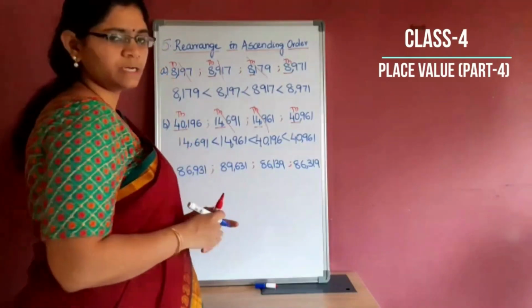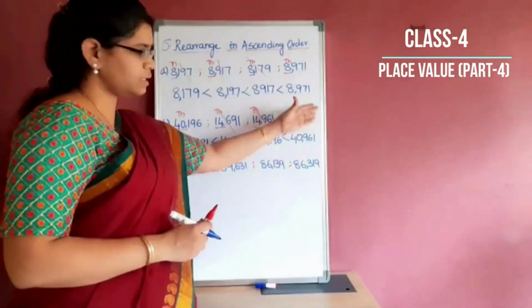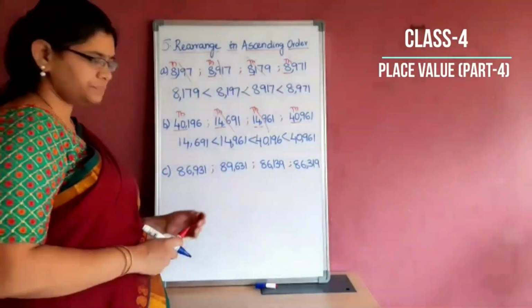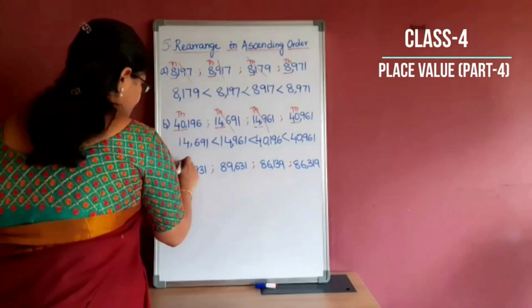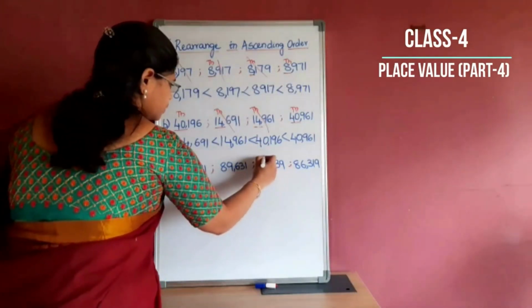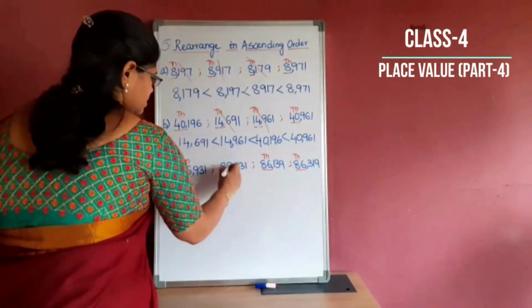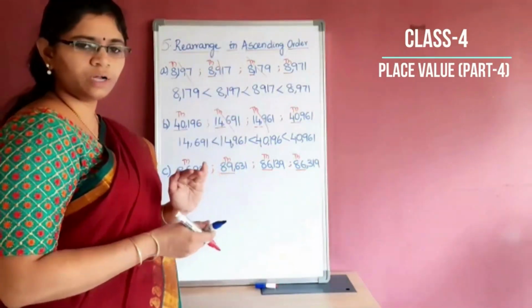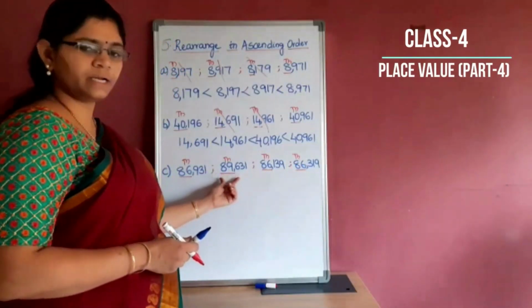As this is ascending order, this is the smallest one and that is the largest number in the given numbers. Next, let us see the next one. Here we have 86,000 and this is also 86,000s and this is in 89,000s. As this is ascending order, we need smaller first. So 86,000s are smaller than 89,000s.